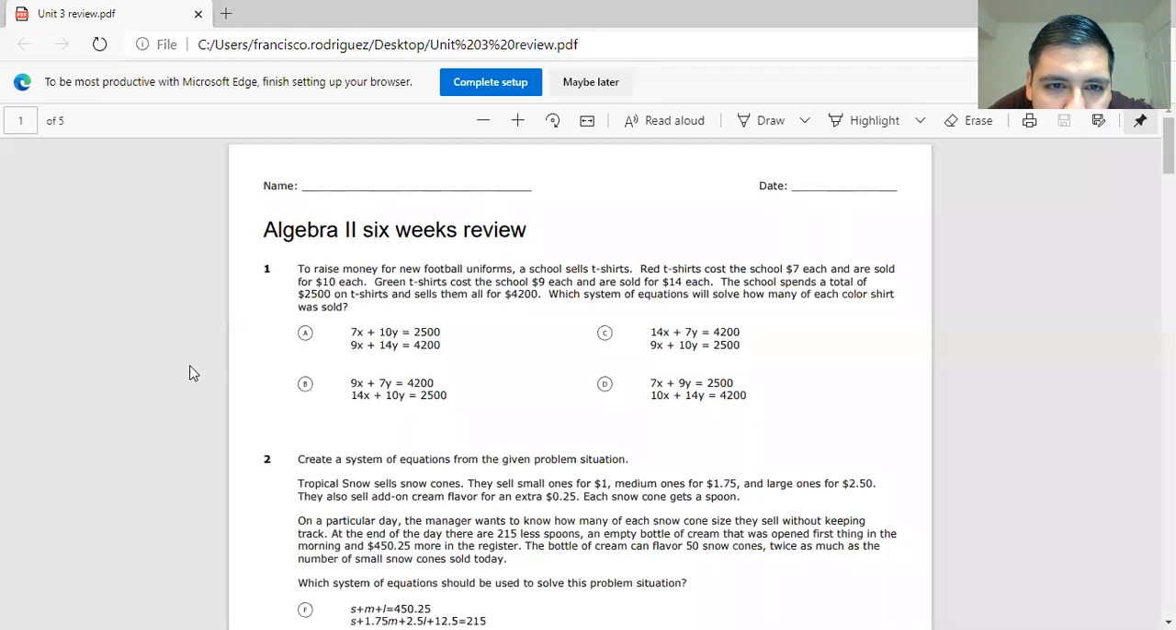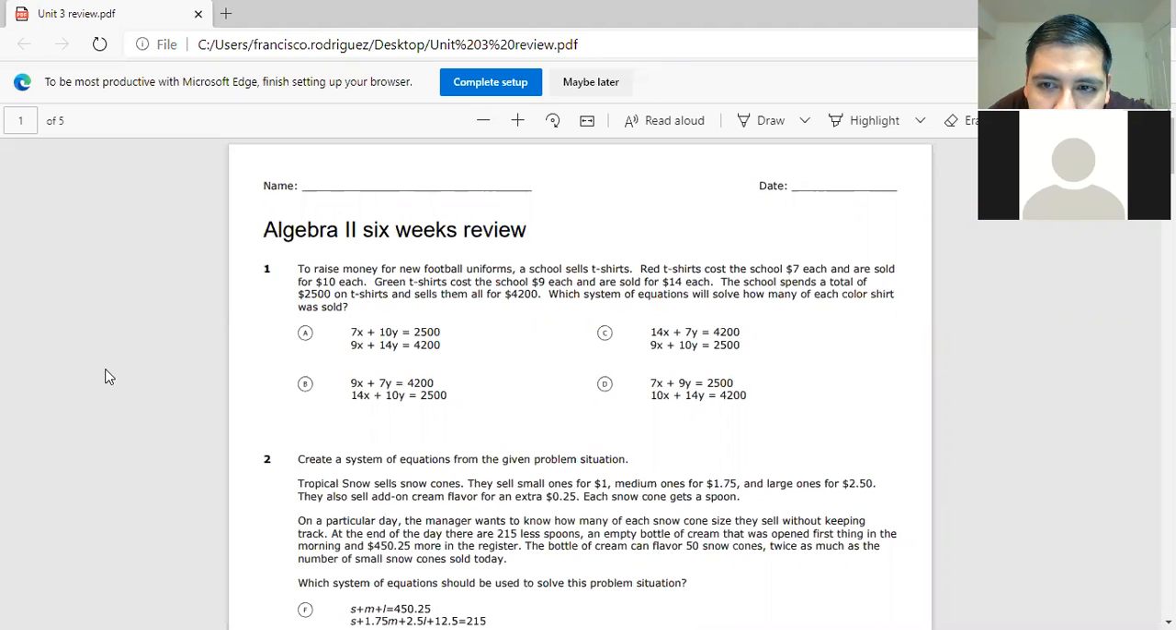So it just says, to raise money for the new football uniforms, a school sells T-shirts. Red T-shirts cost the school $7 and are sold for $10. Green T-shirts cost the school $9 and are sold for $14. The school spends a total of $2,500 and sells them all for $4,200. Which system of equations will solve how many of each color shirt?